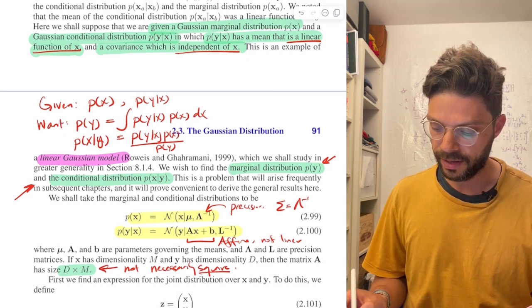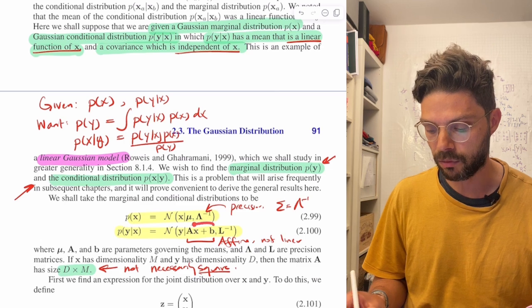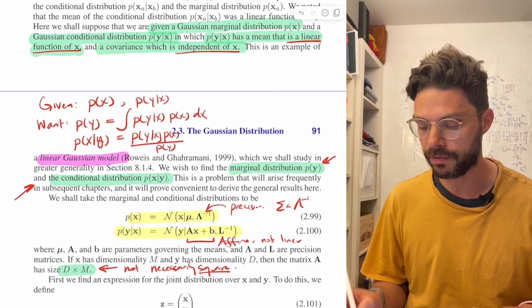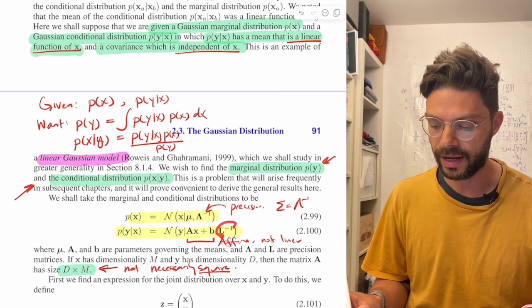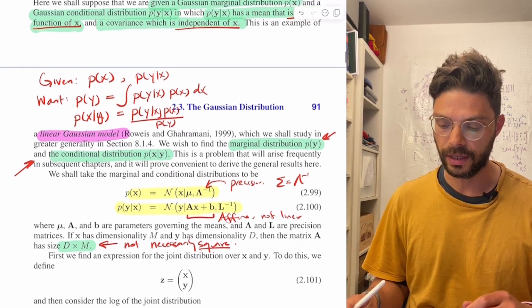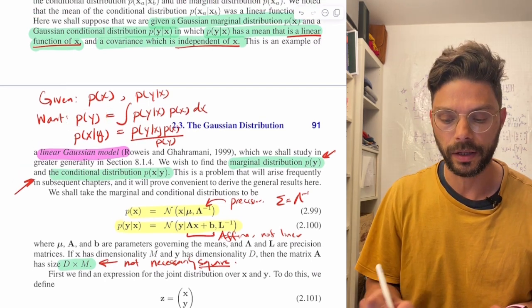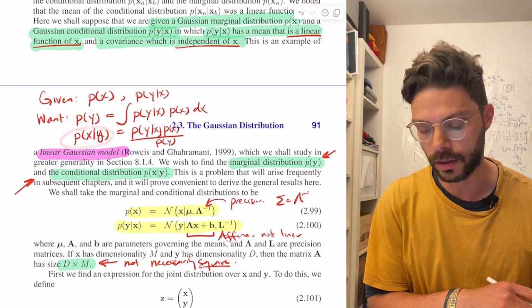Okay, so here we're saying that given x, the mean of y is an affine function of x. So it's Ax plus b, and it has some precision. We're given this, and now we're interested in figuring out what the marginal distribution p of y is, and what the posterior distribution on x given y is.